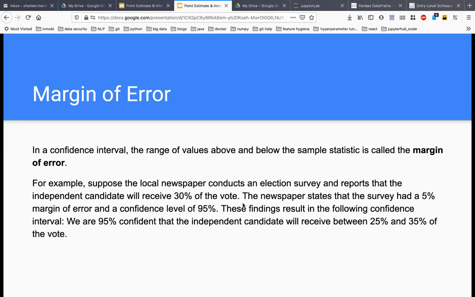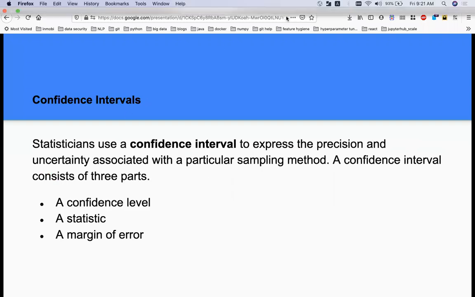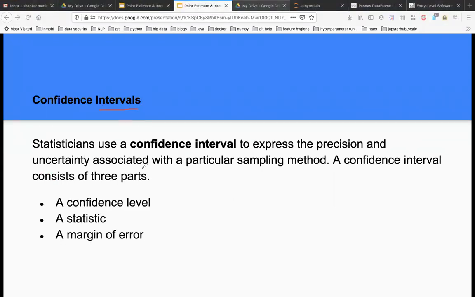This is margin of error, which will give you confidence interval. Interval and level, there are two words. If I go back to the definition, a confidence interval is composed of three things: confidence level, statistics, and margin of error.